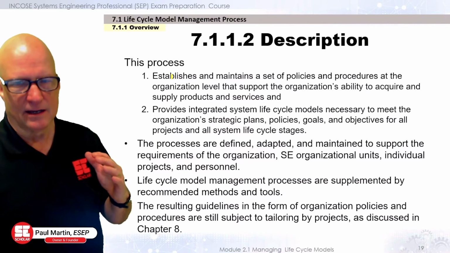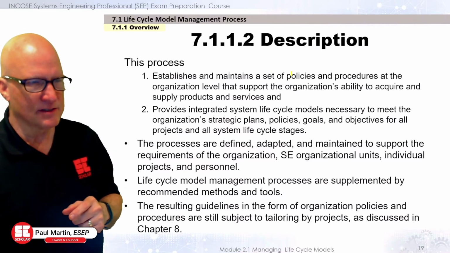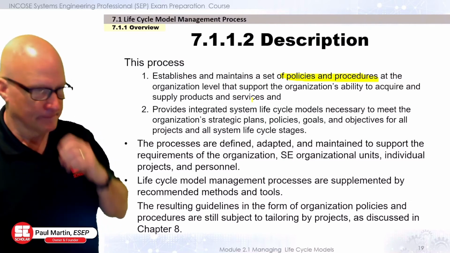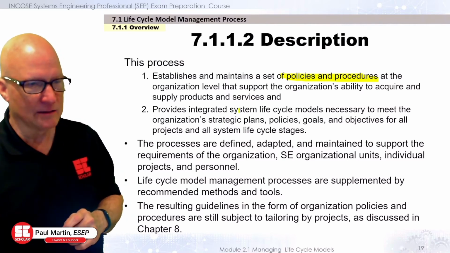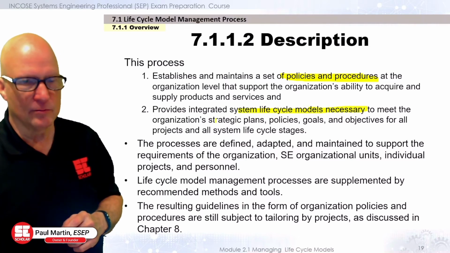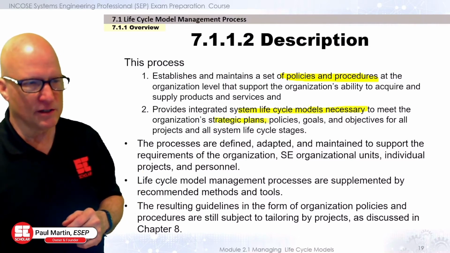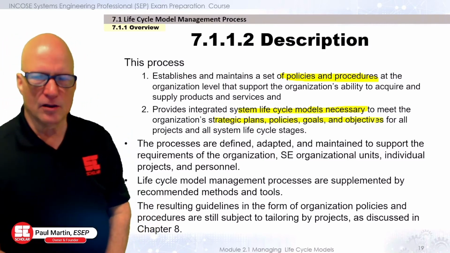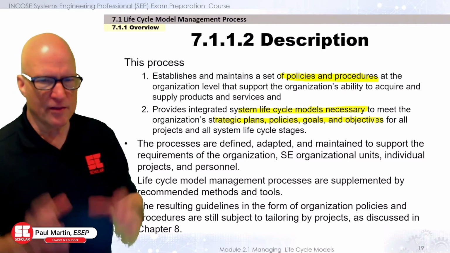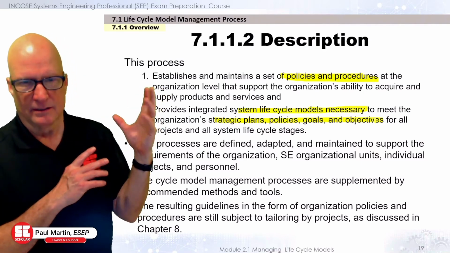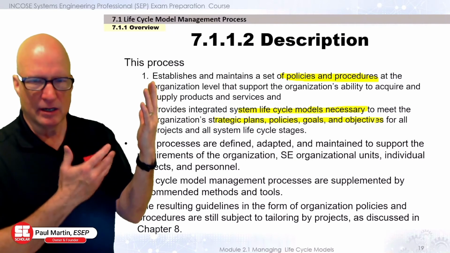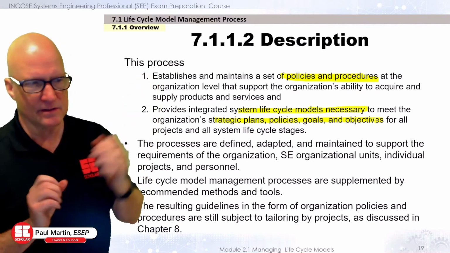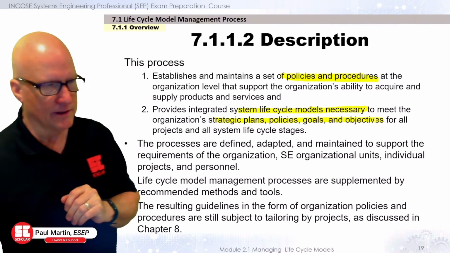So what this process does is establish and maintain those policies and procedures at the organizational level. And it provides those models necessary to meet whatever the organization's strategic plans, policy goals, or objectives are for all these projects. Now, all the projects, right, are there to support the organization. The organization is trying to make money. We're good at doing this thing, right? And I have these projects to do these things. And so that's one of the things we have to do.